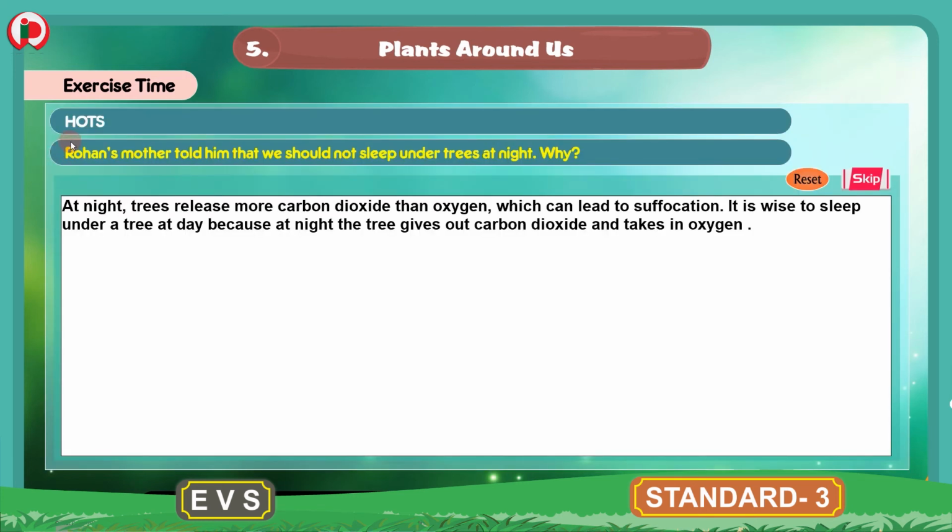The next section here is HOTS. Rohan's mother told him that we should not sleep under trees at night. Why? At night, trees release more carbon dioxide than oxygen, which can lead to suffocation. It is wise to sleep under a tree during the day because at night the tree gives out carbon dioxide and takes in oxygen.